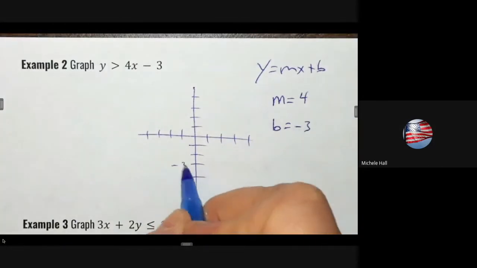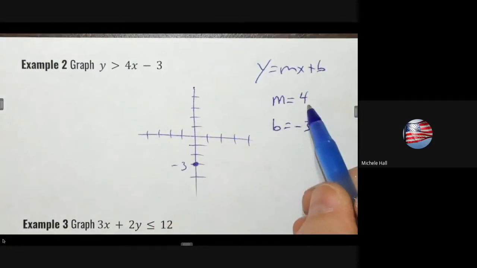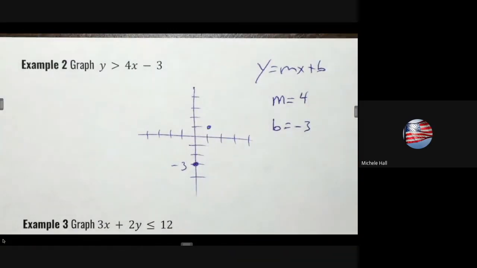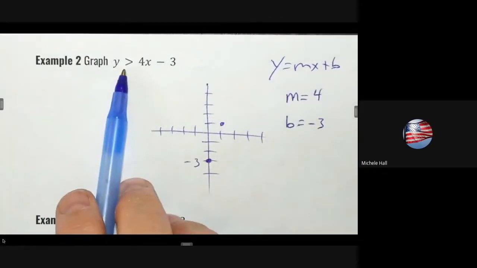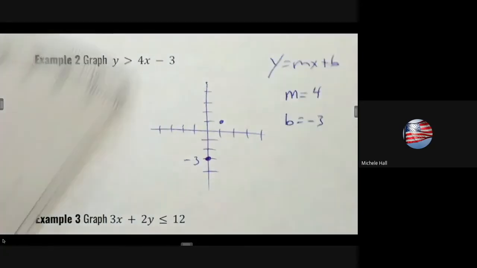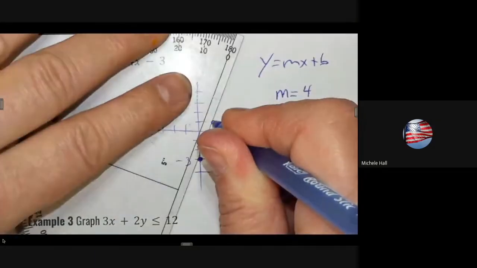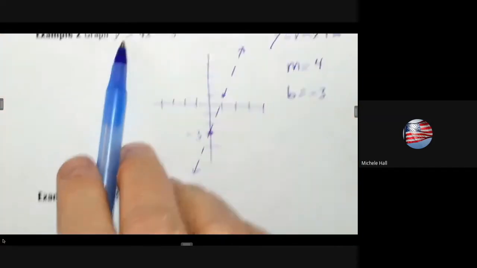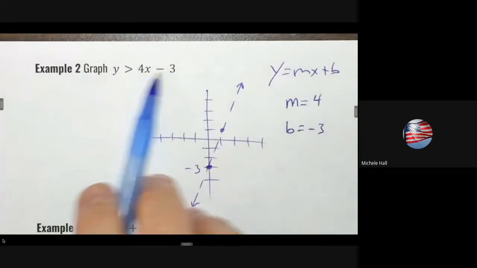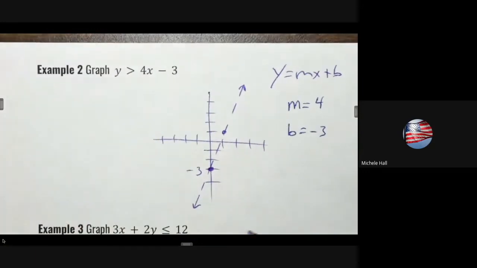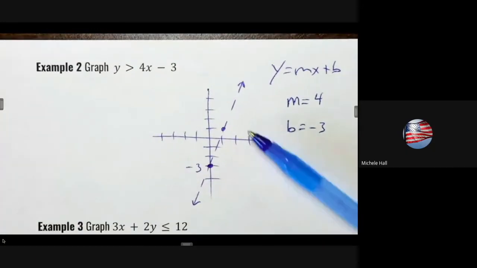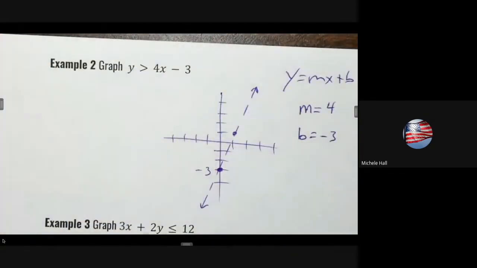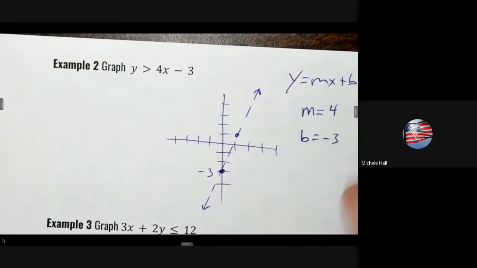We start at negative 3, and then we rise and run our slope. Rise 4, 1, 2, 3, 4, and run 1. Now, it says that y is greater than. That's going to be a dotted line. It says that y is greater than the function. That means, where is it greater than the function? Is that here, or is it on this side? Where is it greater? That would be on top of the line.